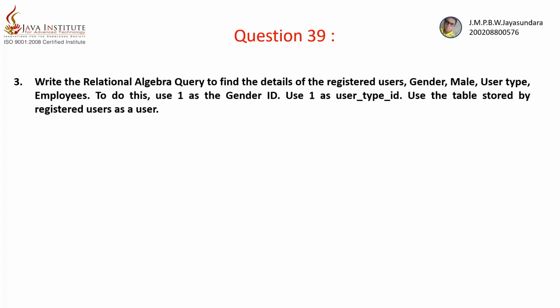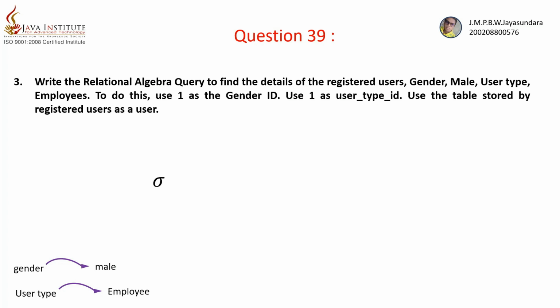Here we have our third question. It says, write the relational algebra query to find the detail of the registered users, gender male, user type employees. To do this, use 1 as the gender ID, use 1 as the user type ID, use the table stored by registered users as user. So they have given us gender male, user type is employee.